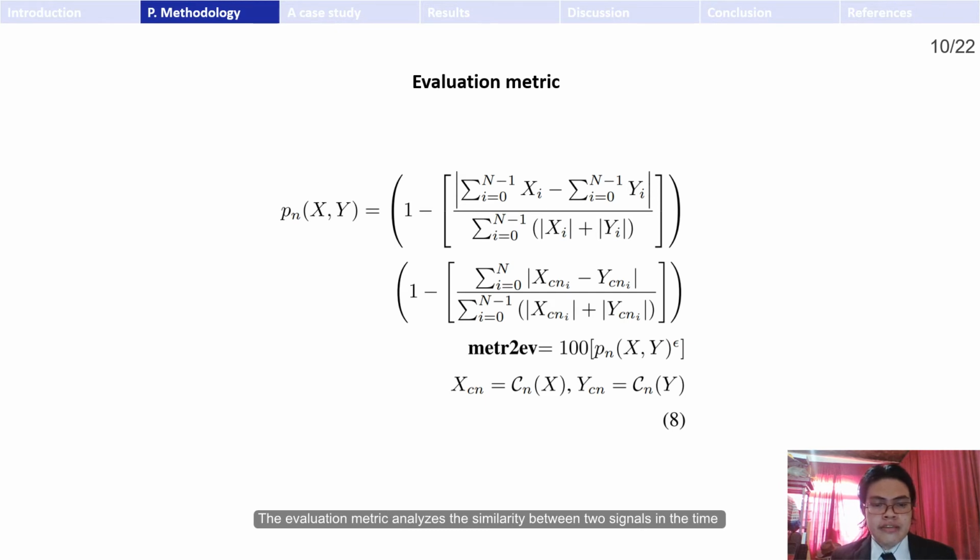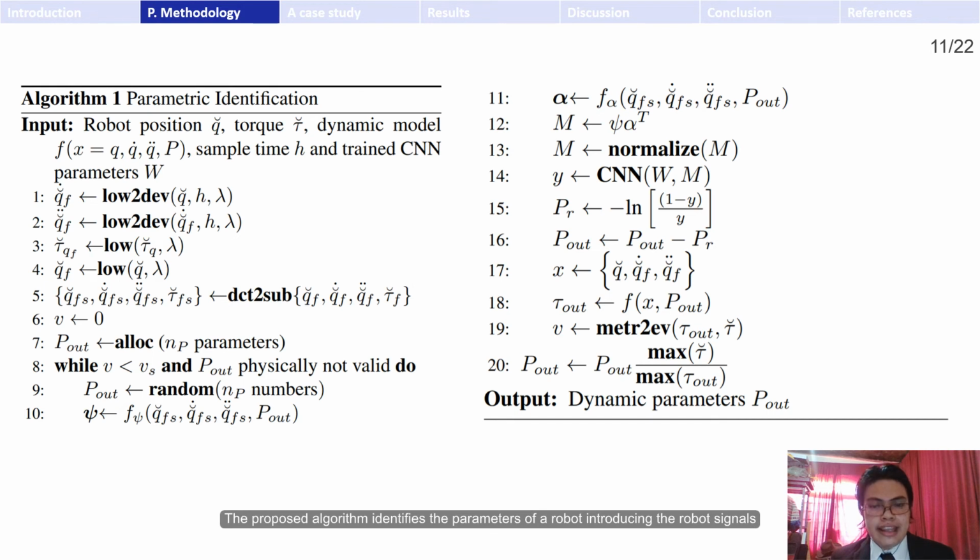The evaluation metric analyzes the similarity between two signals in the time and frequency domain, where epsilon is set to 0.4 units. The proposed algorithm identifies the parameters of a robot, introducing the robot signals, its dynamic model, and the trained CNN. In lines 1 and 2, the derivative is estimated with the filter of equation 4, and then equation 5 is applied to estimate the speed and acceleration.